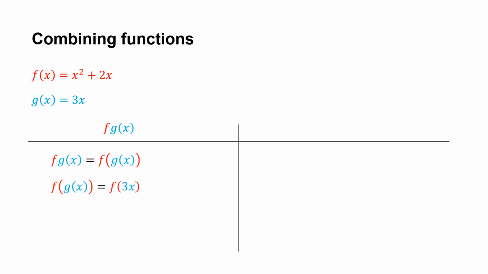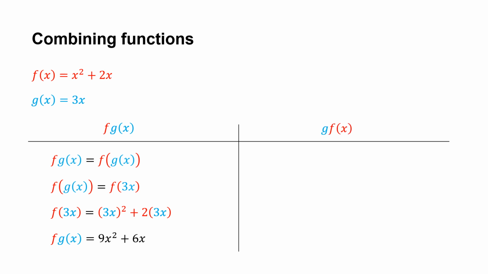What this means is wherever we have an x in the function f of x, we're going to replace it with a 3x. So f of 3x is 3x squared plus 2 times 3x. And then we simplify, and that's it. So f of g of x is 9x squared plus 6x.